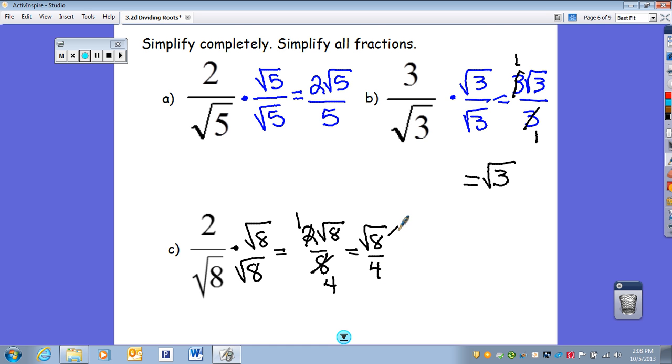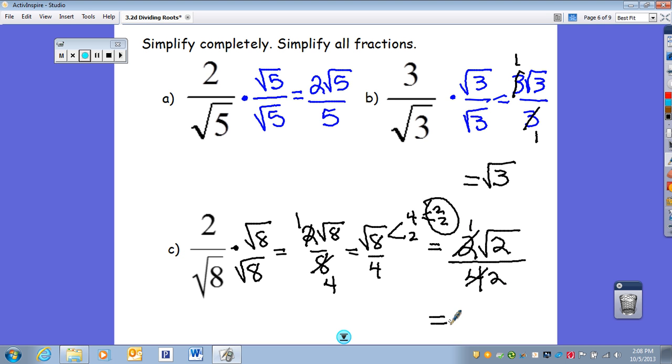But we should make a factor tree for 8, which is 4 times 2 and 2 times 2. That's going to leave us with 2 squared under the radical, so we can bring a 2 outside, and one of the 2's needs to stay underneath, and our denominator is still 4. So to finish simplifying, we can divide these both by 2, and our final answer will be the square root of 2 over 2.